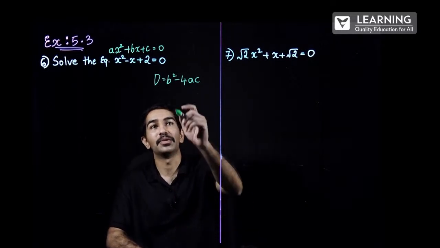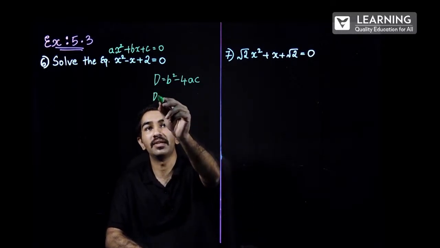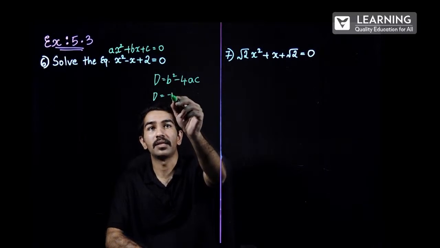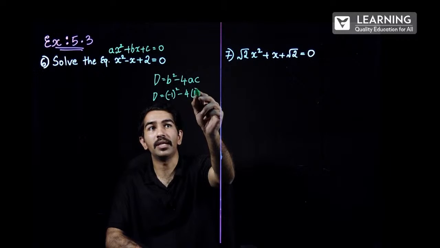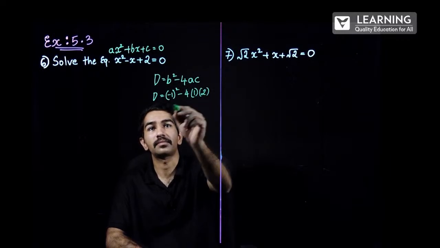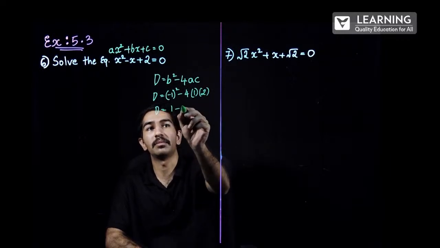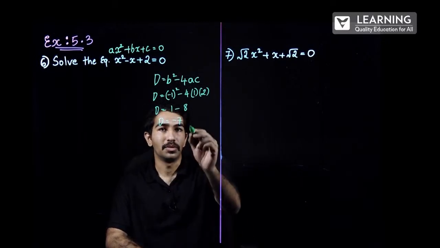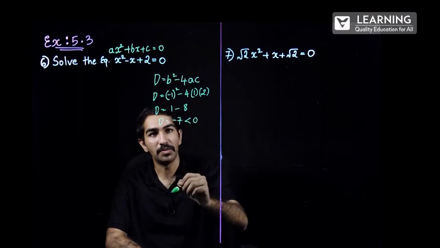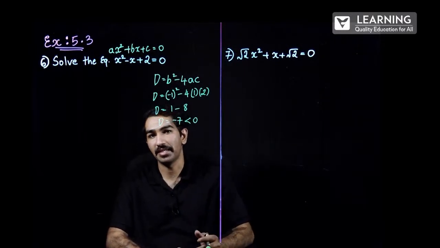Alright. So D will be equal to b squared minus 4ac. What is b? Minus 1, the whole squared, minus 4 times a, which is 1, times c, which is 2. So D will be equal to 1 minus 8, D will be equal to minus 7. So D is lesser than 0, which means the roots will be imaginary in nature.